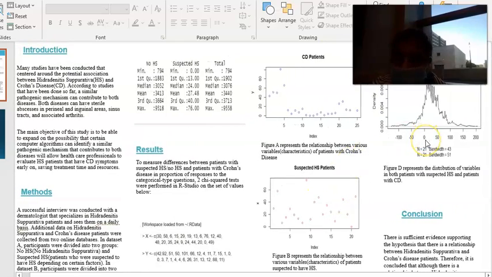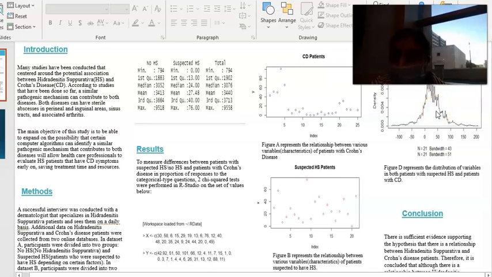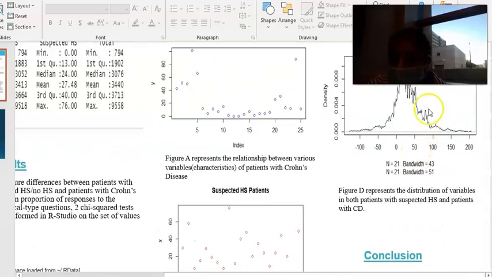And Figure D represents the distribution of variables in both patients with suspected HS and patients with CD. This is a density graph. And as you can see here, the sample size for both groups was the same, 21. And this is the bandwidth for both groups. And as you can see in the density graph, if I zoom in, there's an even distribution on both sides, which can potentially indicate that both groups have similar characteristics, like the different variables that were measured in both groups, which had a relationship.